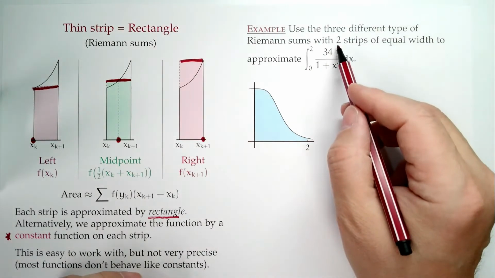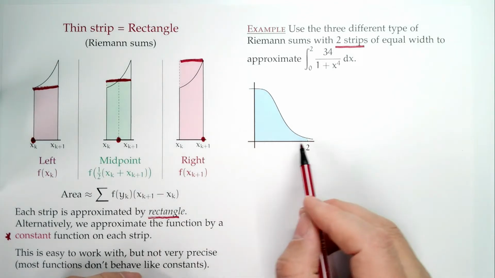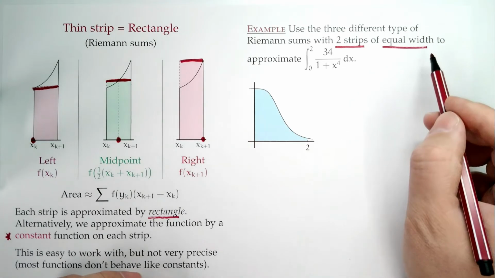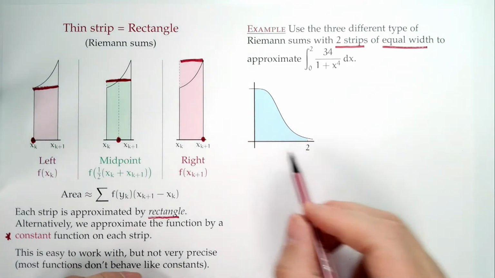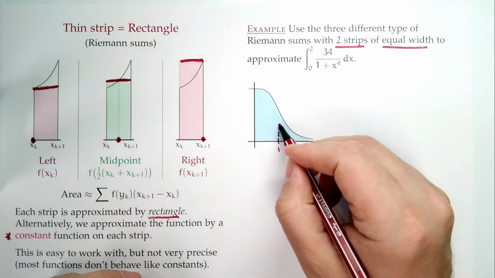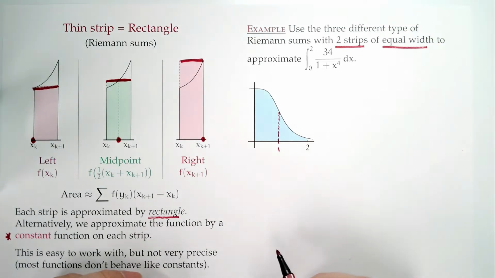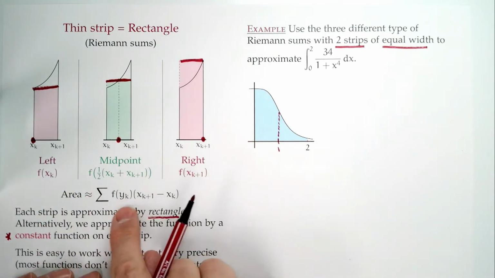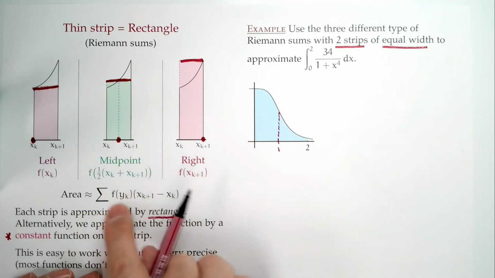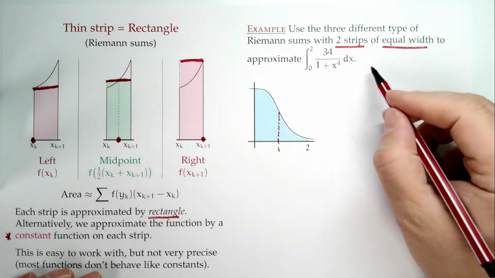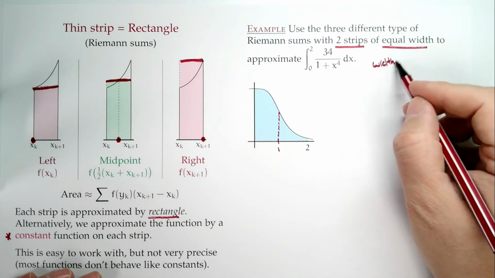Now, 2 strips, that means we're going to break the interval from 0 to 2 into 2 parts. Now, the other clue here is equal width. Well, from 0 to 2, that's distance 2. So if we would go halfway, that would get us to 1. So there are our 2 intervals. All right, so what do we do? Well, we need to figure out what our estimates are. So again, how do we work? We're always going to have the area is we take a function for each interval times the width of each interval. In our case, because we have 2 strips, the widths are 1.